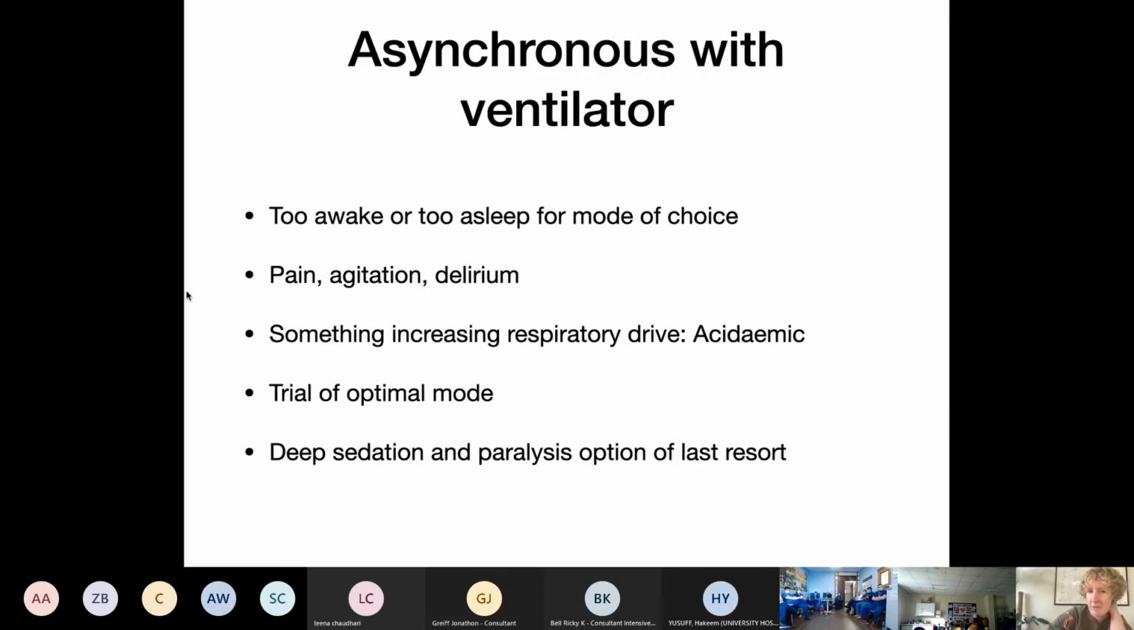And what about if they're asynchronous with the ventilator? Again, are they too awake, too asleep for the mode of choice? Have they got pain, agitation, delirium? Is there something increasing their respiratory drive above and beyond what the ventilator is delivering? And a bit of trial and error in thinking about those issues and whether they can be resolved, to find the optimal mode for that patient, is probably the way to look at that. And deep sedation and paralysis should really be the option of last resort. In that situation, I think you should try and just troubleshoot, and trial and error, and try and find what's going to work for that person at that point in their disease process.